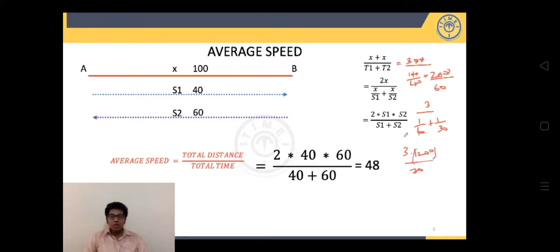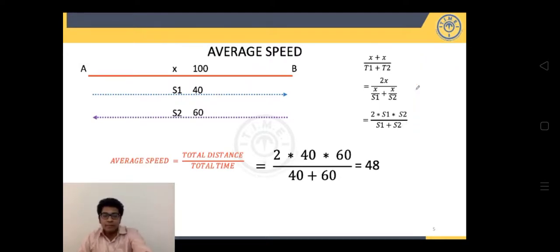Got it? So here it is not the formula S1 S2 by S1 plus S2, because the distance is not the same. Right?